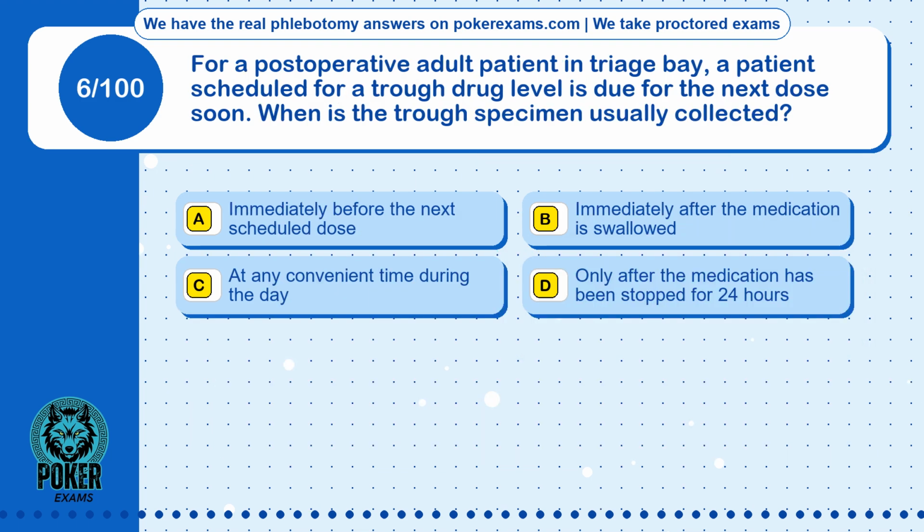Question 6. For a postoperative adult patient in triage bay, a patient scheduled for a trough drug level is due for the next dose soon. When is the trough specimen usually collected?